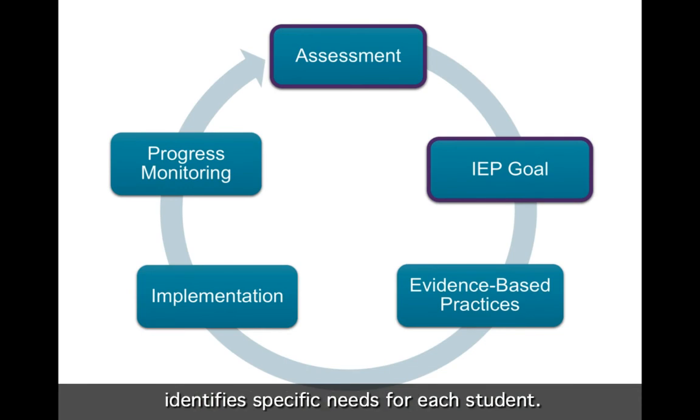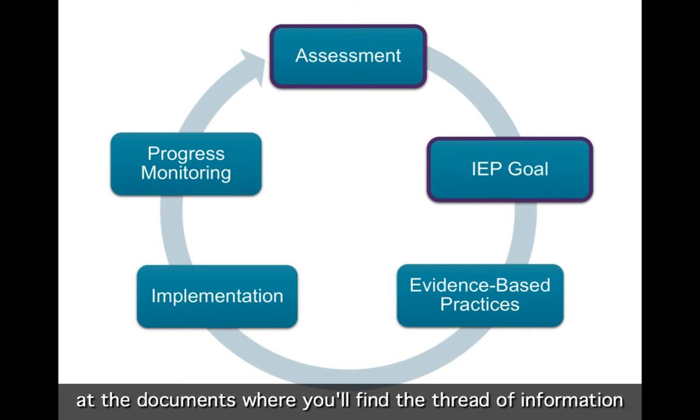The thread of information identifies specific needs for each student. The thread starts at referral, continues in evaluation and eligibility documents, and should be found in the IEP. On the decision process graphic, assessment and IEP goal are indicated on the upper right. Let's take a look at the documents where you'll find the thread of information to begin planning for your students.